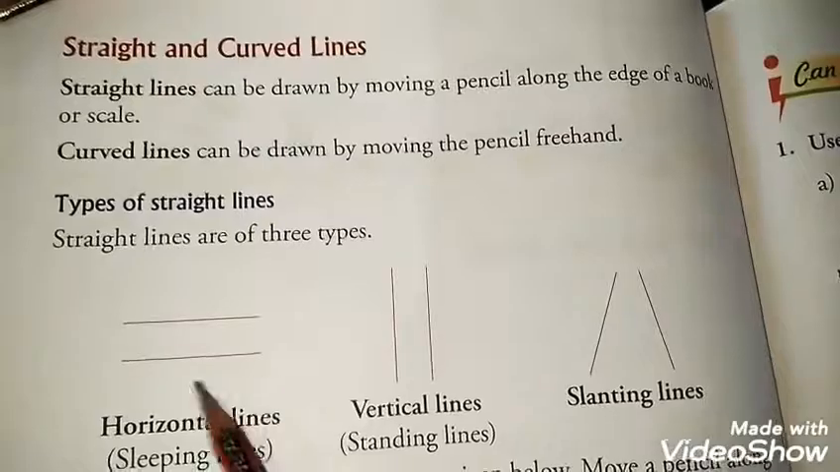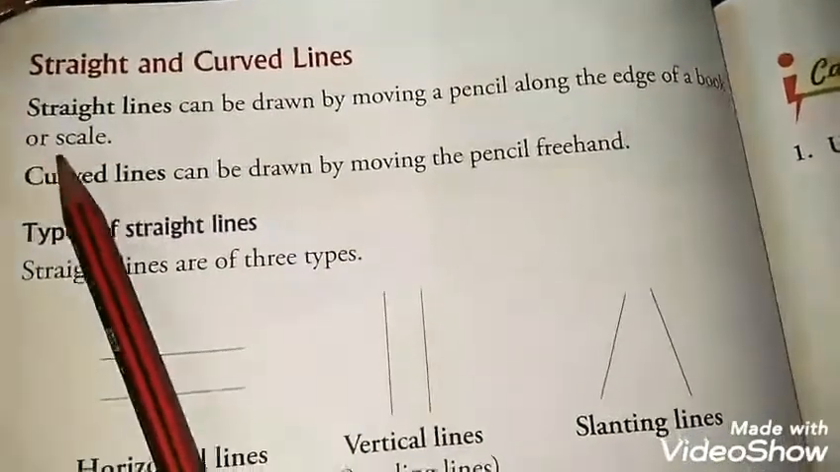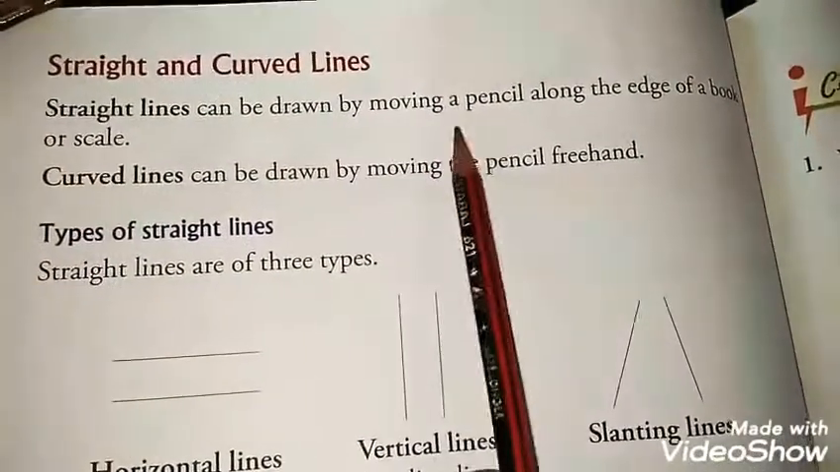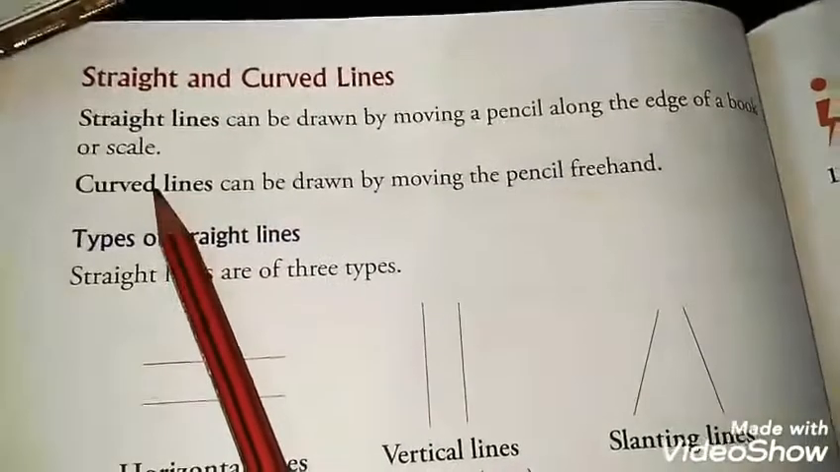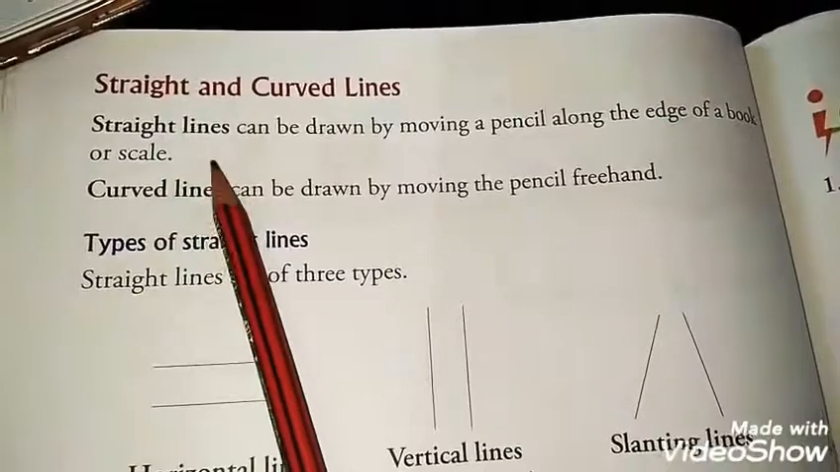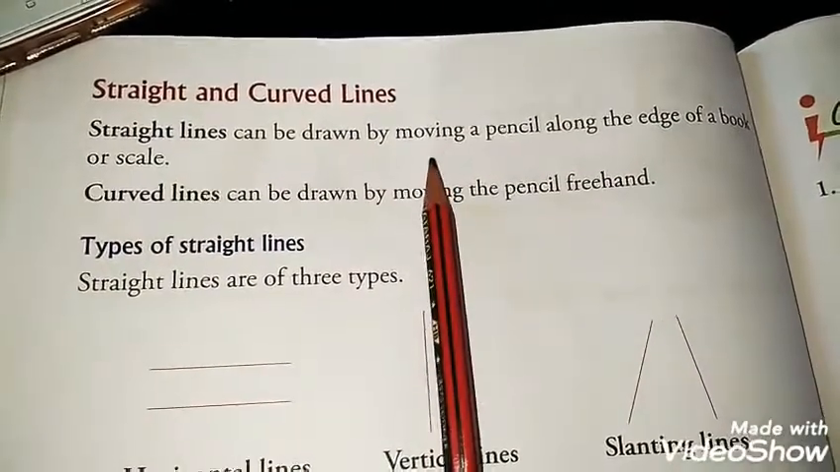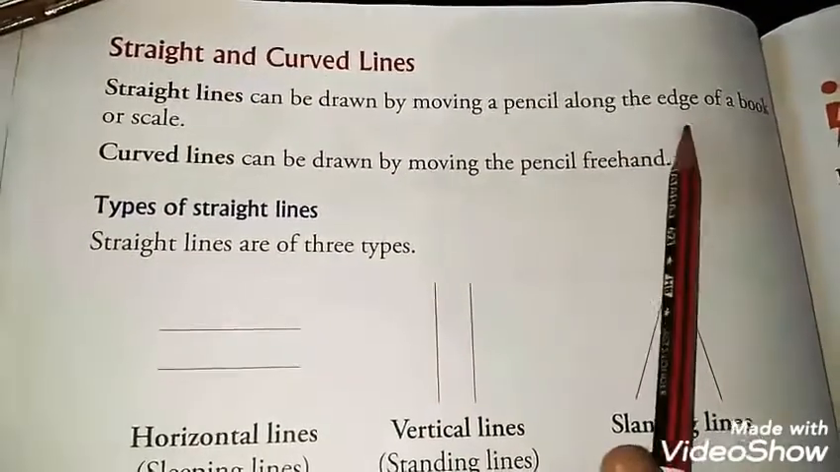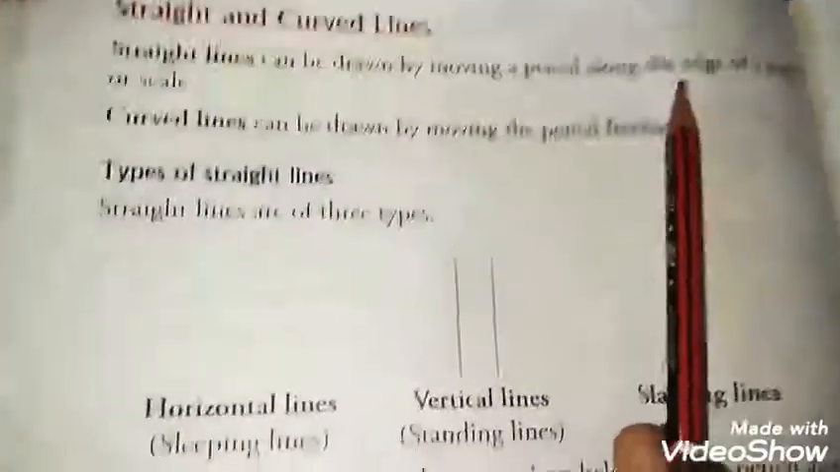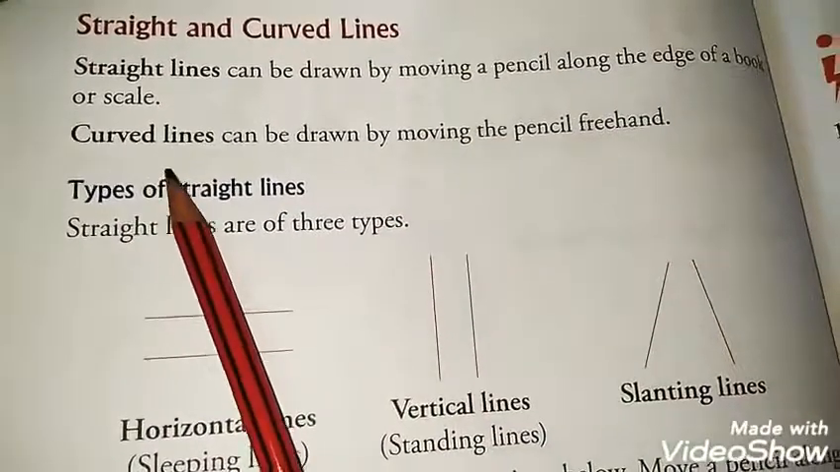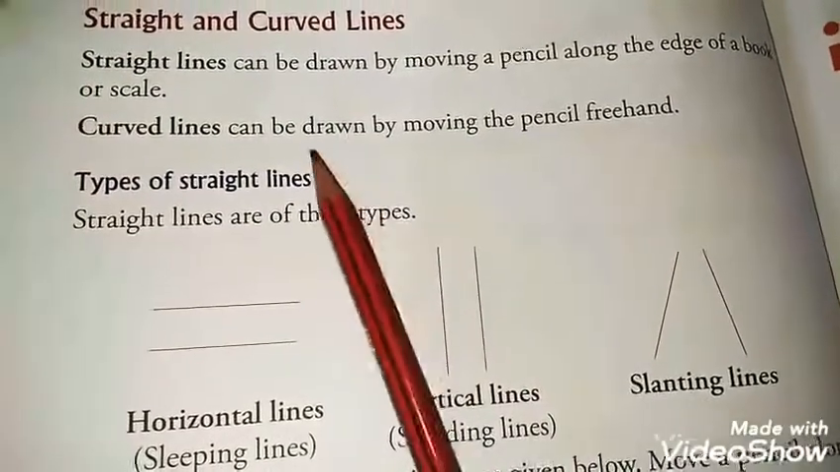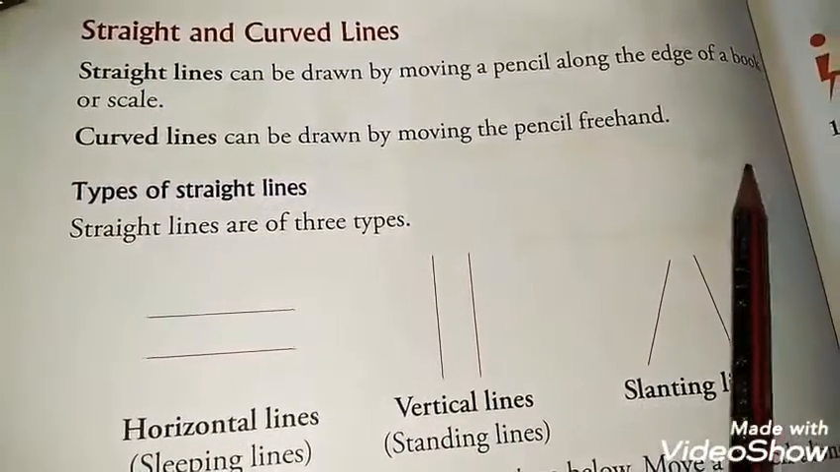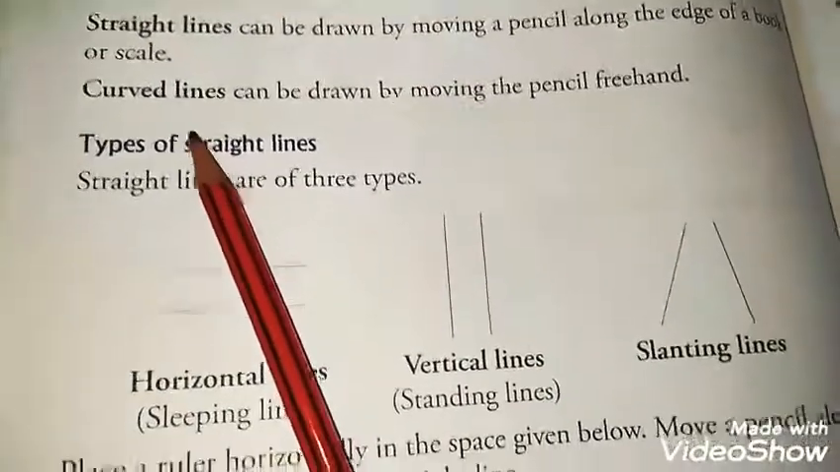Next is our straight and curved lines. Straight lines can be drawn by moving a pencil along the edge of a book or scale. What are straight lines? Straight lines we can draw by moving the pencil along the edge of the book. Curved lines can be drawn by moving the pencil freehand. Curved lines, we can draw with a pencil freehand.